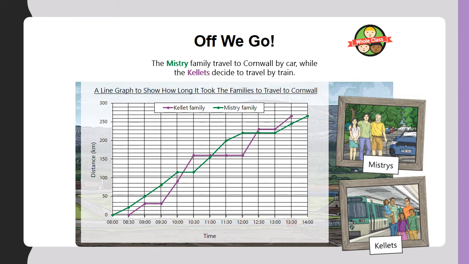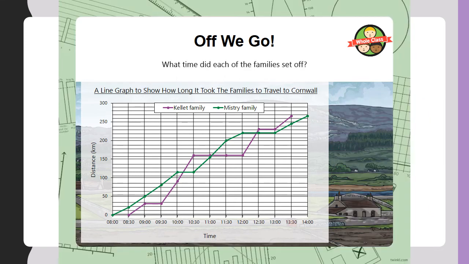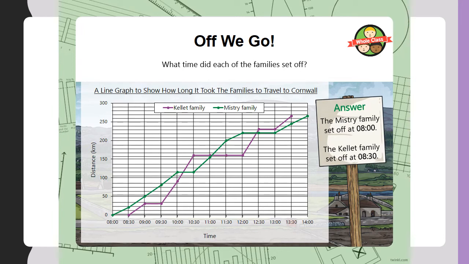What time did the Mystery and the Kellet family finish their journeys? That's right, the Mystery family finished theirs at 2 o'clock, or 1400 hours. Whereas the Kellet family finished their journey at 13:30 or 1:30 p.m. Well done if you could answer those questions. So just as we've discussed, when each of the families started their journeys, I know you can all answer that.